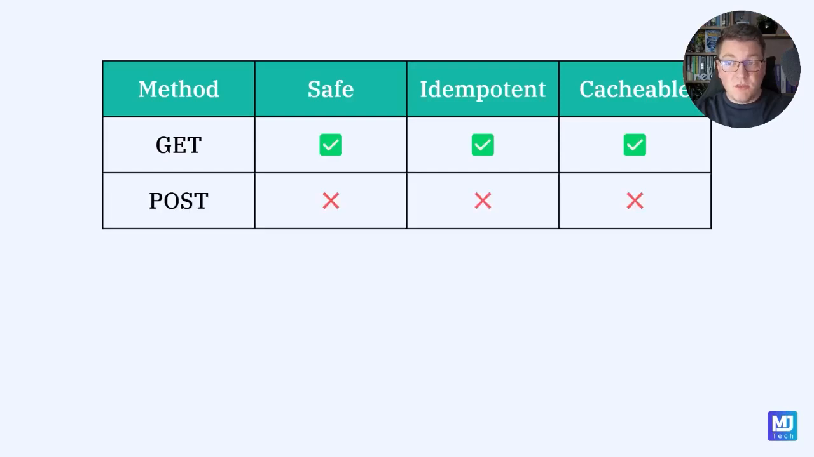The POST HTTP method, on the other hand, is neither safe nor idempotent nor cacheable. So let's explain this. POST is not safe because it creates a resource. It alters the server state. It is not idempotent because if I send multiple POST requests with the same request body, I will end up creating multiple resources. Now, even though this is true for most cases, we could also implement our POST requests to be idempotent by manually checking if a resource with the same URI already exists.